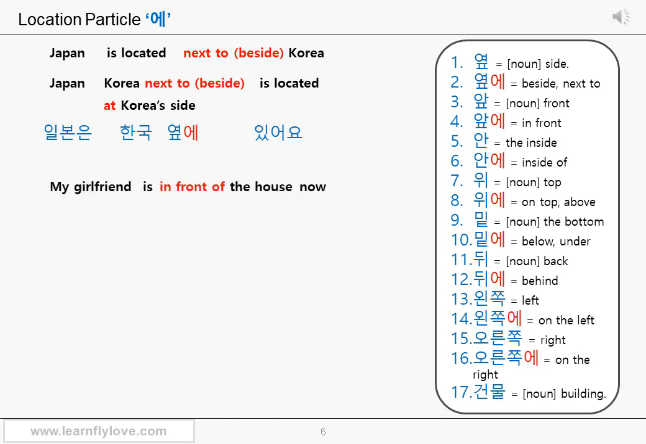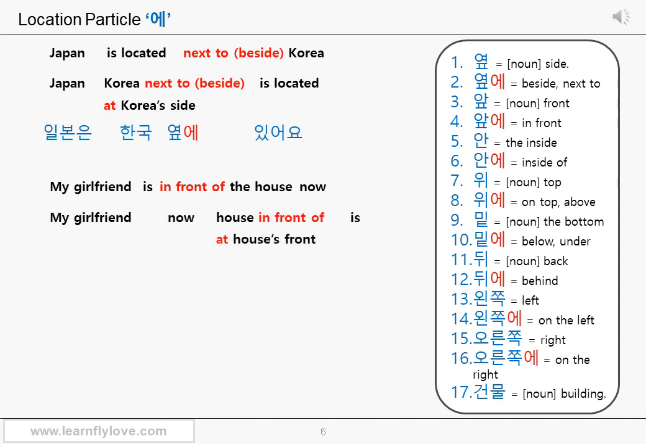Let's see the example. My girlfriend is in front of the house now. You haven't learned how to express the possessive my, but it's 제 in honorifics. 제. Why it's 제? I have no idea. Probably the same reason why 저 turns into 제 when it meets the subject particle 가, 제가. Anyway, just memorize this for now. And let's talk about the possessive forms in detail later again.